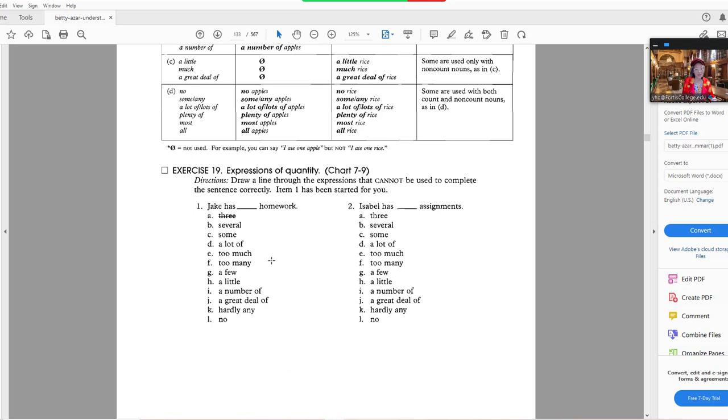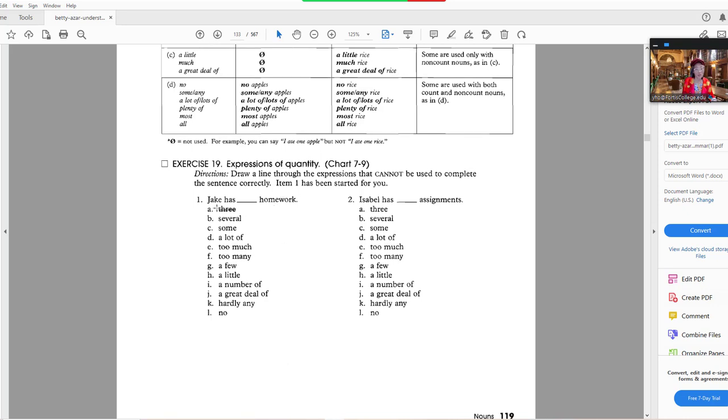So let's do this again now that we've gone over the rules. Jake has 3 homework? No, because homework is a non-count noun. Jake has several homework? No, because several is used with count nouns. Jake has some homework? Correct, because that's used with non-count nouns. Jake has a lot of homework. That's correct. Too much homework? That's correct. Too many homework? No, because we always use many with count nouns.